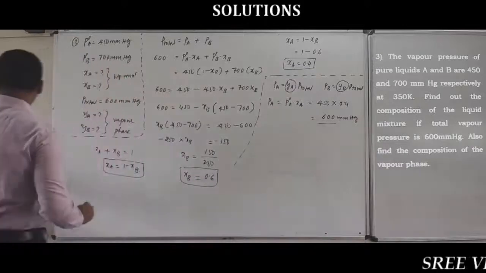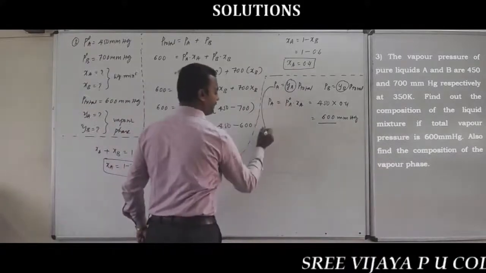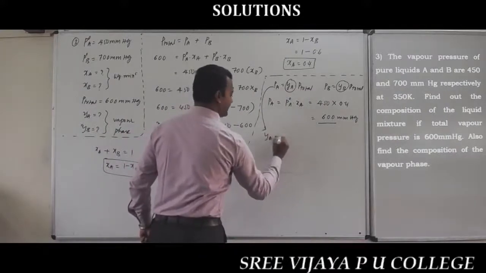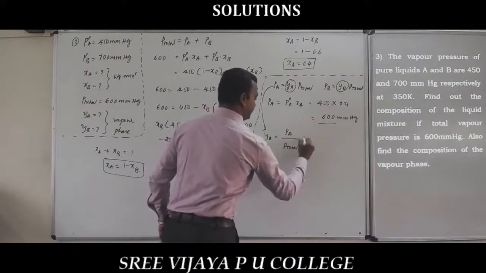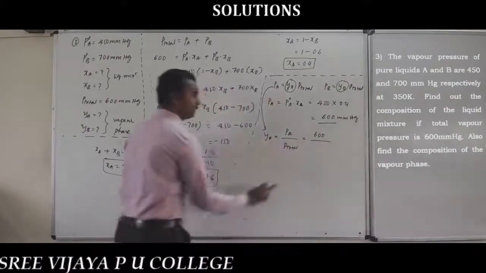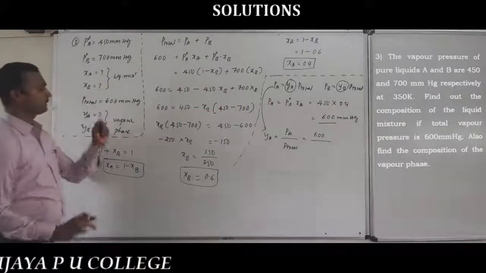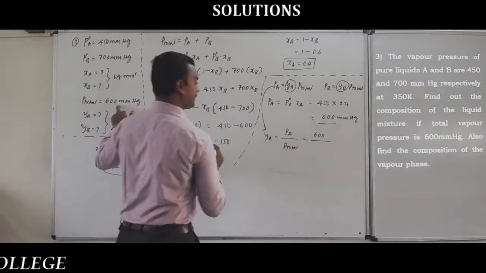Once you know PA, you can calculate YA now, by using this equation. YA is equal to PA divided by P total. What is the value of PA? That is 600 mm mercury, divided by P total, which is given. What is the value of P total? That is 600 mm mercury. Sorry, P total is again 600.